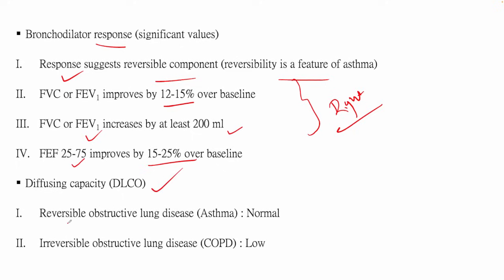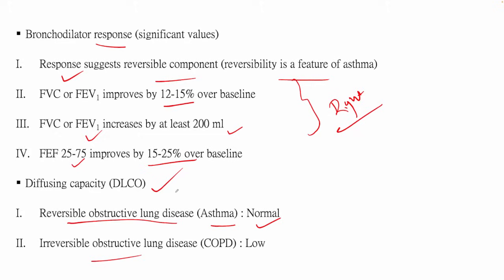In reversible obstructive lung disease, such as asthma, the DLCO is normal, while in irreversible obstructive lung disease, that is COPD, you will find the level of DLCO low. So these are all the various clinical parameters that are helpful.